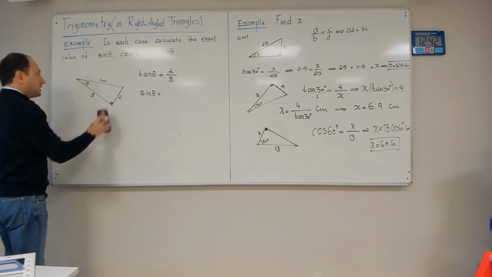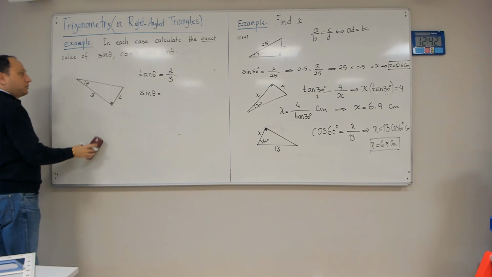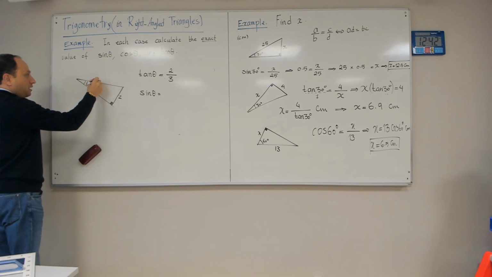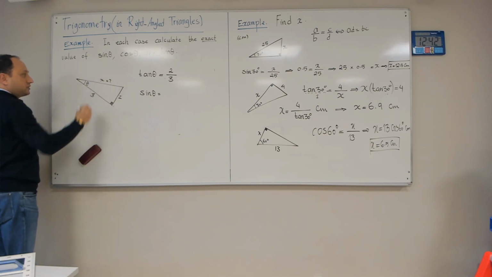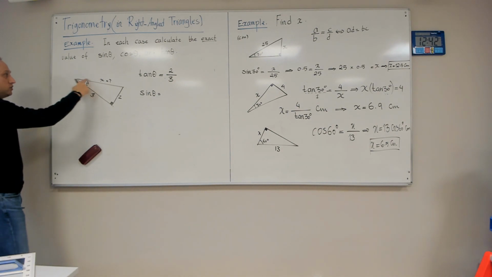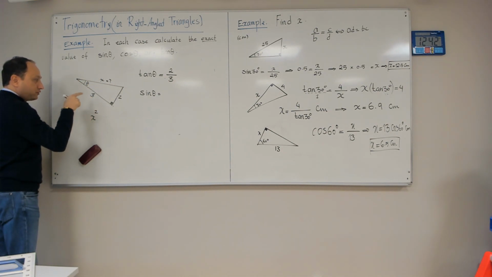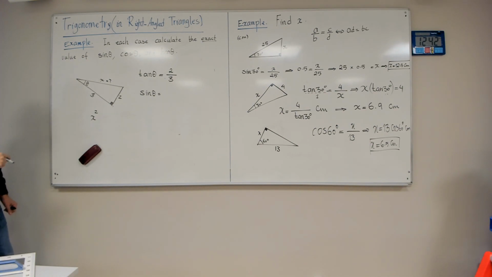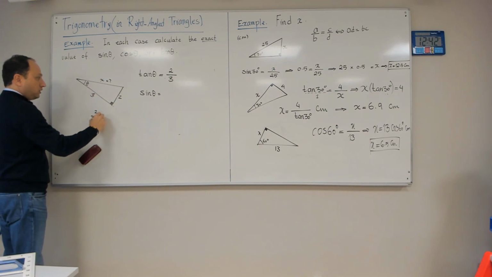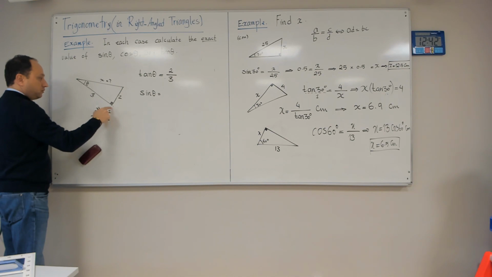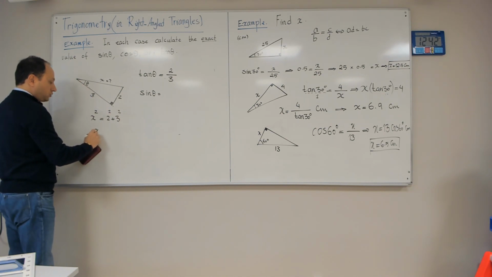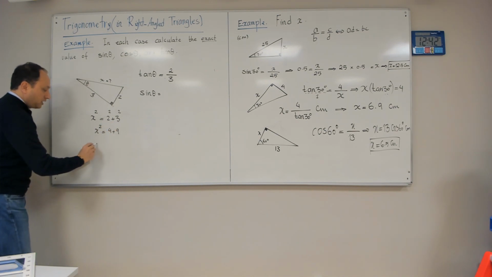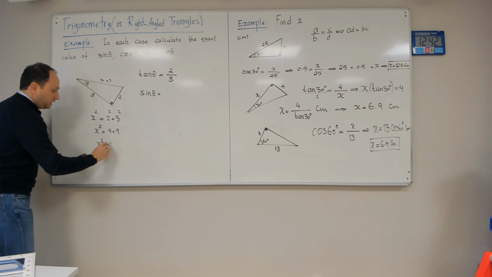So first I have to calculate my hypotenuse. I can give it a name x, and then I want to find it first. So what should I do? I would write x to the 2. I have to use Pythagoras Theorem here. So x to the 2 is equal to this one to the 2 plus this one to the 2. And then it becomes x squared is equal to 4 plus 9, and then x squared is 13.